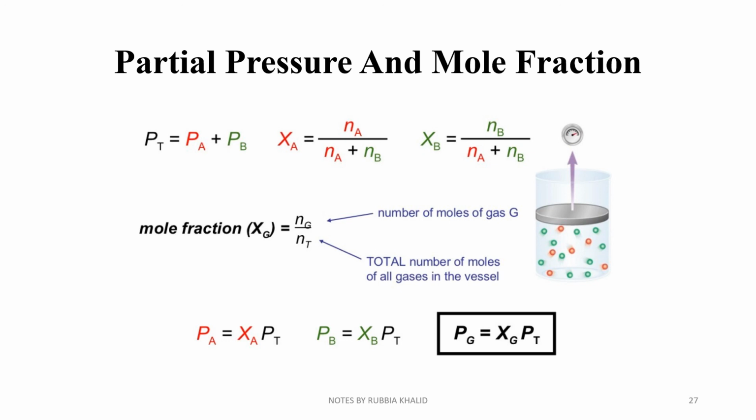The partial pressure of a gas can be related to the total pressure by the equation PA equals XA times PT, or P1 equals X1 times PT, where X is the mole fraction and PT is the total pressure.